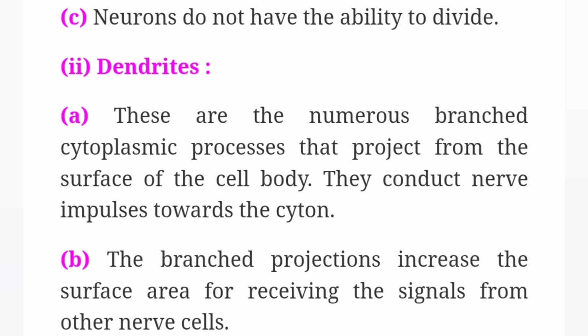Then second, dendrites. Option A, these are the numerous branched cytoplasmic processes that project from the surface of a cell body. They conduct nerve impulses towards the cyton. Then option B, the branched projections increase the surface area for receiving the signals from other nerve cells.